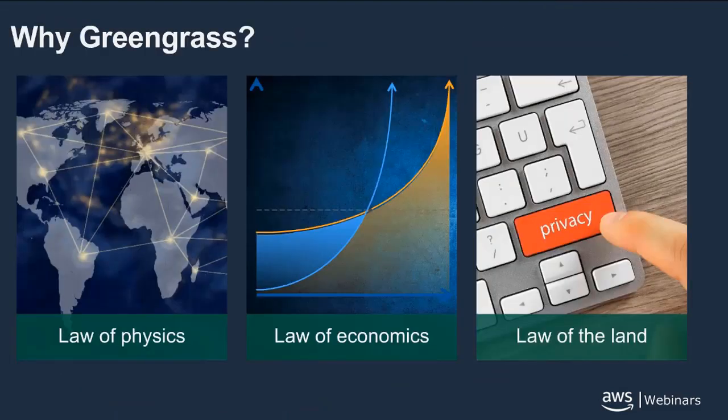Why Greengrass? Why did we decide to build AWS Greengrass? Our customers have been building IoT solutions for many years in the field already, and we're all coming across similar problems. The first one is the law of physics, which has to do with latency and connectivity to the cloud. We don't know that we'll always have a connection to the cloud. We need a way to be able to process information and act on events when we are actually disconnected. So that was something that was a goal of Greengrass.